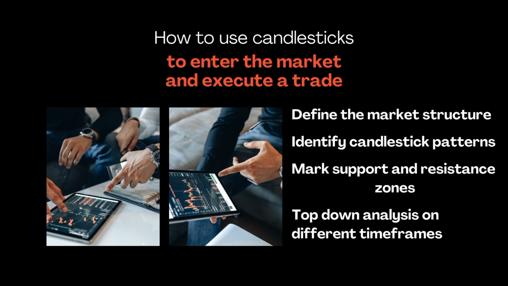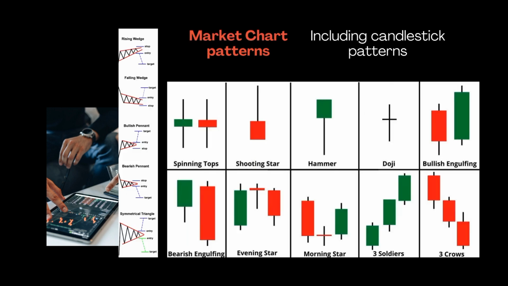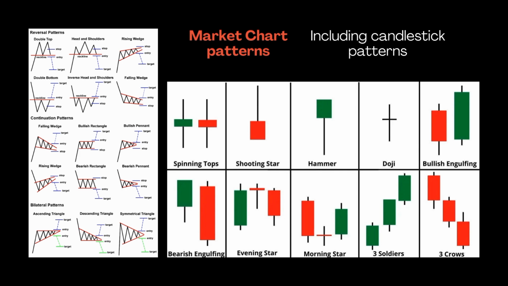So how do you use candlesticks to enter the market and execute your trade? First of all, you need to define your market structure. Is the market trending? If the market is trending, what's the direction of the trend? Is it trending up or is it trending down? If it's not trending, is it ranging or is it a choppy market with no specific direction? In which case, close your trading up and wait for better market conditions.